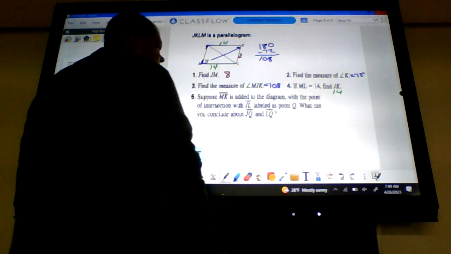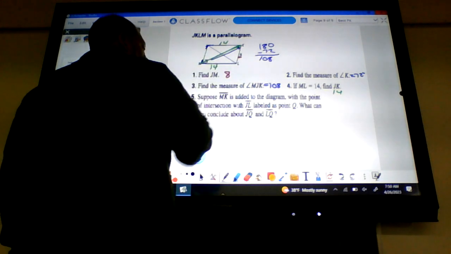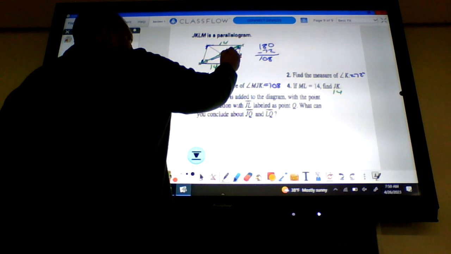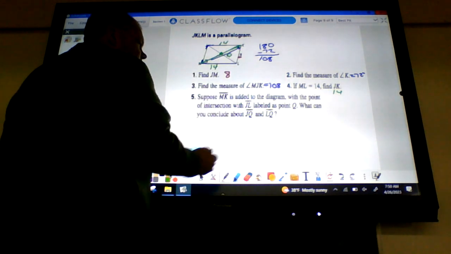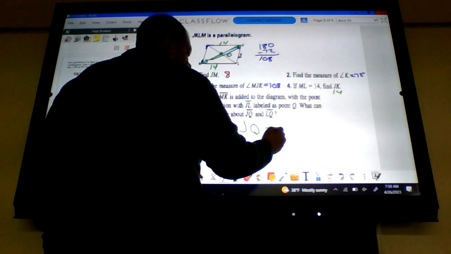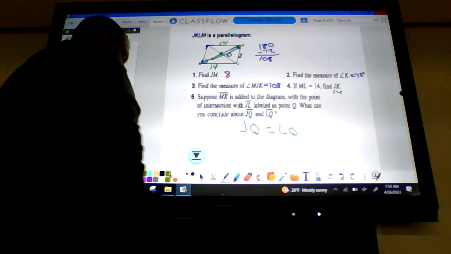And our final piece, suppose we add MK to the parallelogram. Okay, so that's our diagonal. And our point of intersection of MK and JL is point Q. What can you conclude about JQ and LQ? We know that the length of JQ is equal to the length of LQ because the diagonals of a parallelogram bisect each other.